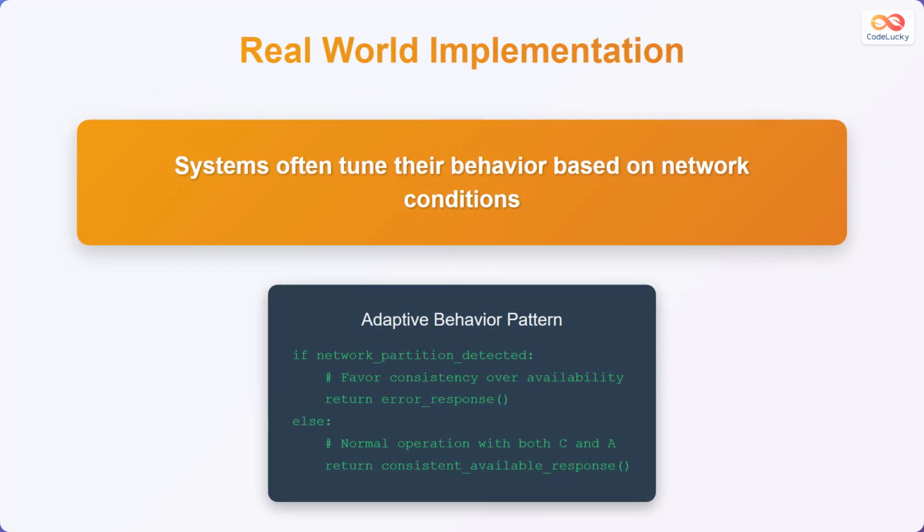In real-world implementations, systems often tune their behavior based on detected network conditions. An adaptive behavior pattern involves favoring consistency over availability when a network partition is detected, returning an error response. Otherwise, during normal operation, the system ensures both consistency and availability, returning a consistent, available response.